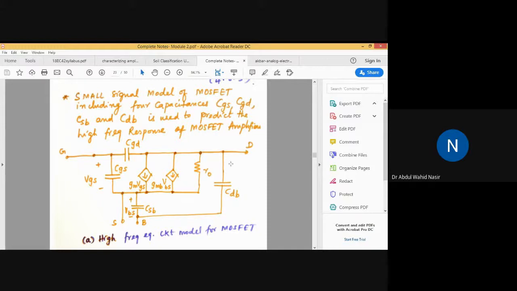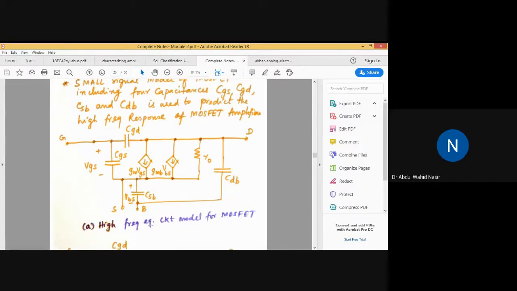Similarly, another capacitance is there, CDB, between drain and body. That has been connected here. Now this is the high frequency equivalent circuit model for a MOSFET. So we have converted the hybrid pi model, which is valid only for low frequency, by considering the different capacitances among the terminals, and modified it to a high frequency circuit model for a MOSFET.